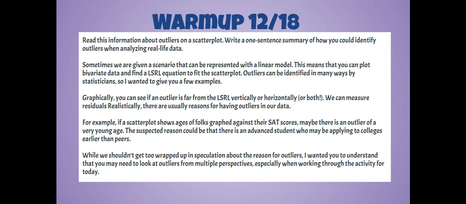So maybe if they're not shown specifically on the scatter plot as far away points from the line of best fit, you can probably justify an outlier by thinking of the specific context of the problem. For example, if a scatter plot shows ages of folks graphed against their SAT scores, maybe there's an outlier of a very young age. The suspected reason could be that there is an advanced student who may be applying to colleges earlier than their peers.